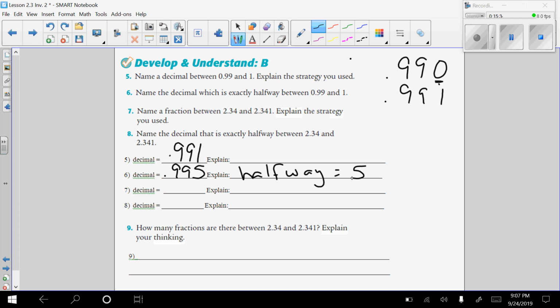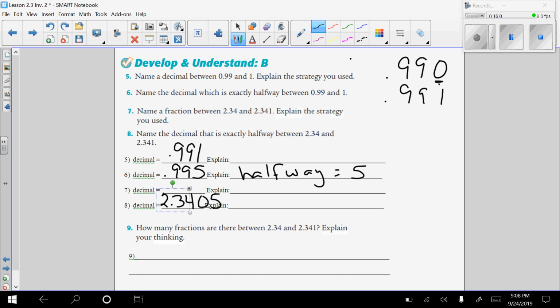And then number 8, you can stop the video and see if you can find another one that could be halfway. Come back and see if you get the answer that I got. See, I had to add that 0 in there just to make it look like it's halfway between so that I can get them the right way.